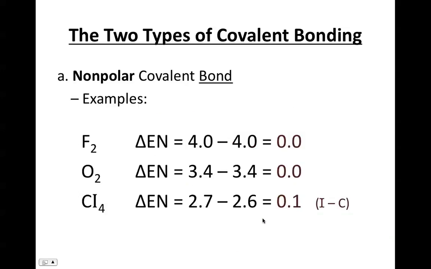So here we have three different examples. Between two fluorines, so 4.0 minus 4.0, we get 0.0. So F2 and O2 and any of the diatomics are all considered nonpolar covalent bonds because you get an electronegativity difference of 0. If I look at the difference between one carbon and one iodine, so we have 2.7 and 2.6, I get an electronegativity difference of 0.1. So that falls within that range of being 0.4 or less. So in this case, the iodine and the carbon are going to share those electrons equally between them.